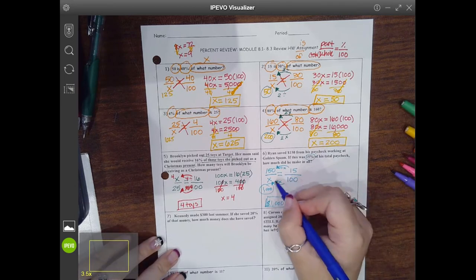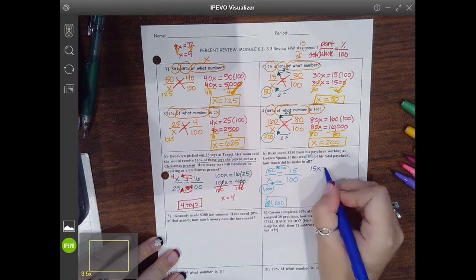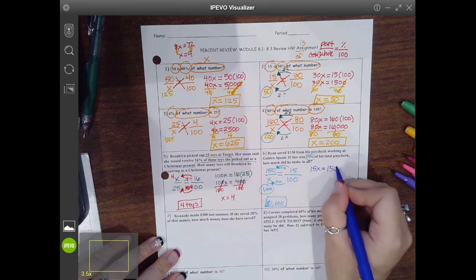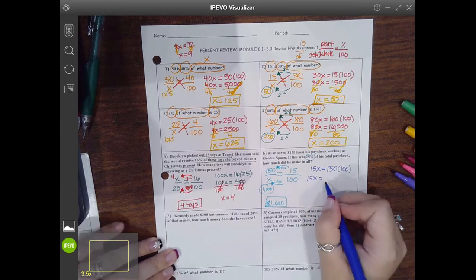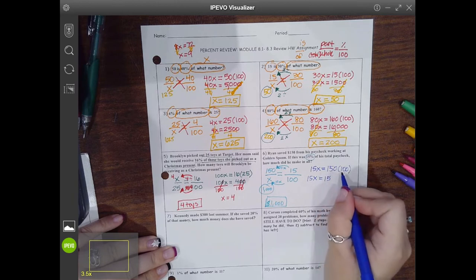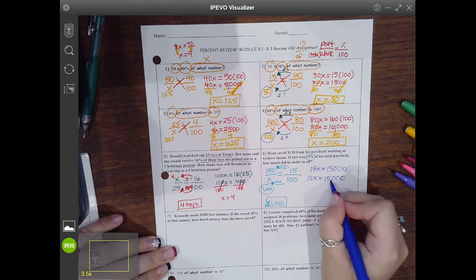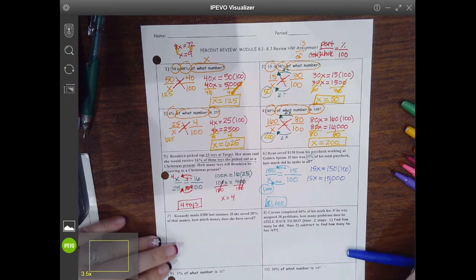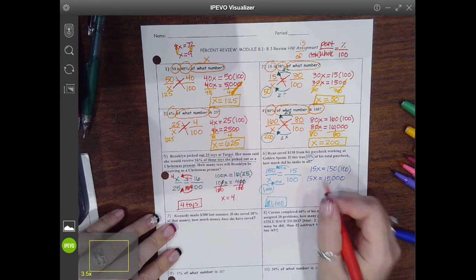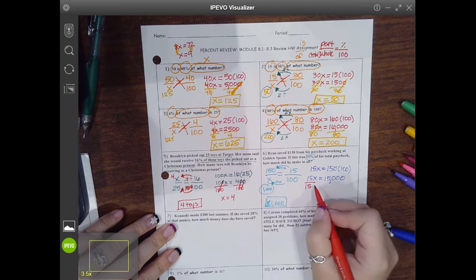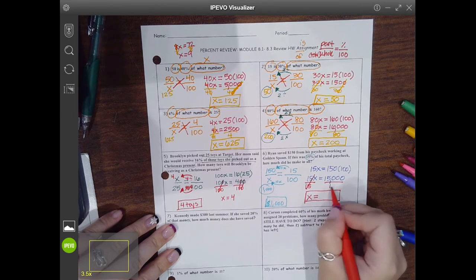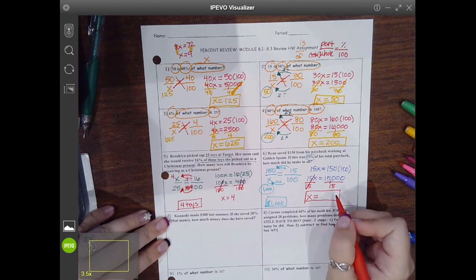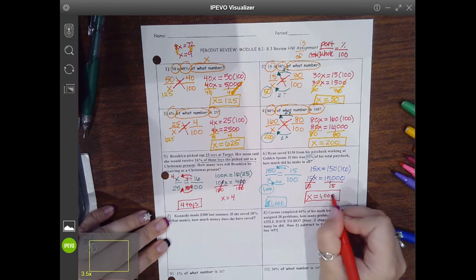Okay, you would have gone 15 times X equals 150 times 100. And then 15x equals 150 times 100 is, well, 15 times 1 is 15. Tack on 1, 2, 3 zeros, so it's 15,000. To get x by itself, you always want to divide by whatever's in front of it, because anything divided by itself is 1, and 1 times x is just x. Now it's by itself. But whatever you do to one side, you need to do to the other. So 15,000 divided by 15 is 1,000. See, I got the same answer.